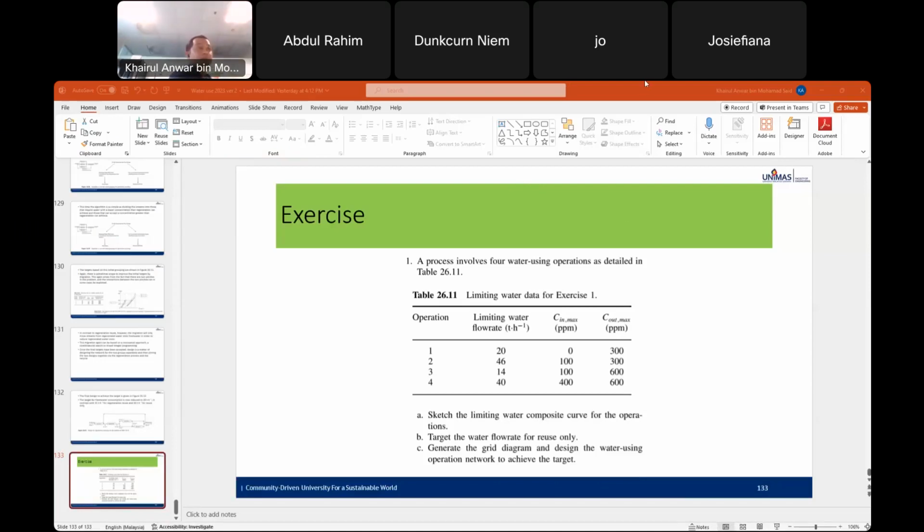So, anyone needs the system? What to do for this exercise? Want to share your calculation?